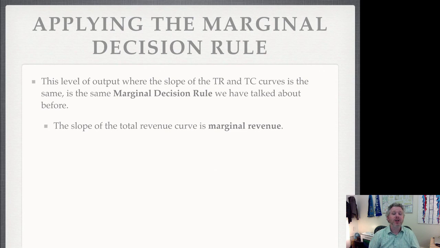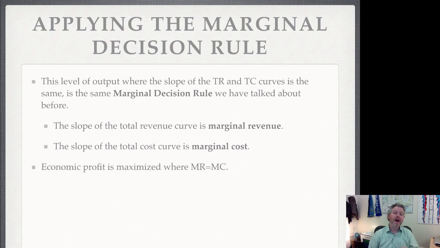The slope of the total revenue curve is marginal revenue. That's their marginal benefit. The slope of the total cost curve is marginal cost. So economic profit is maximized where marginal revenue equals marginal cost, or marginal benefit equals marginal cost. This was the marginal decision rule that our consumers used. It's also going to be the marginal decision rule that the firms use.